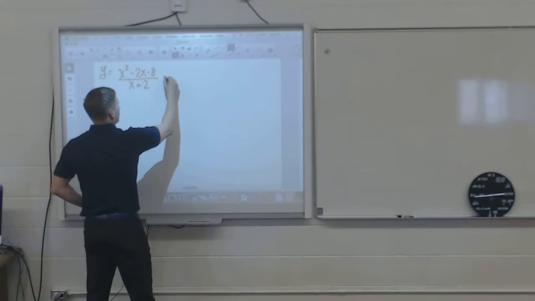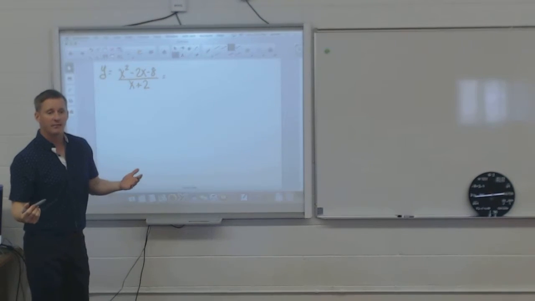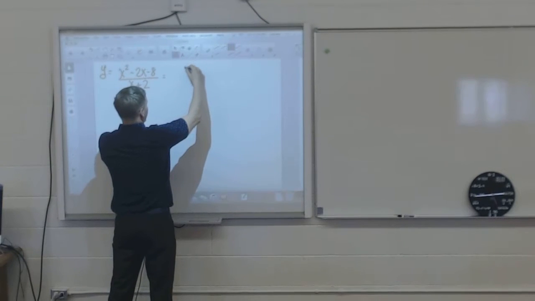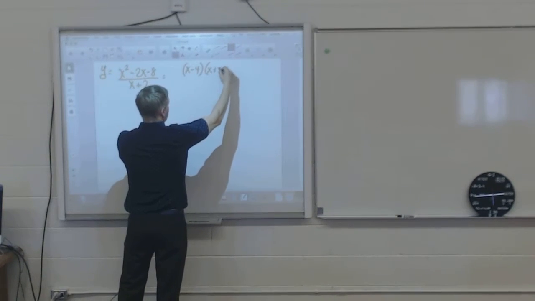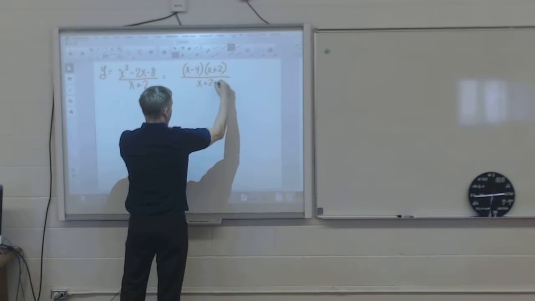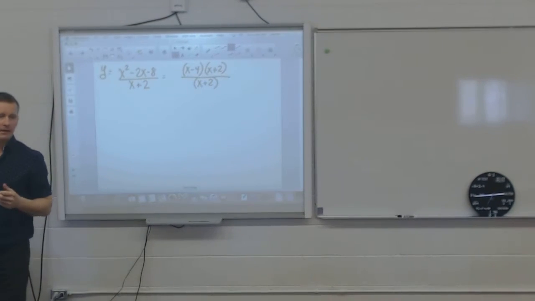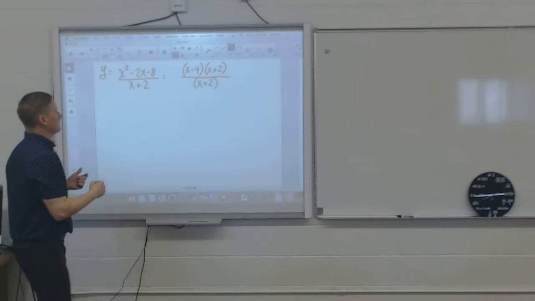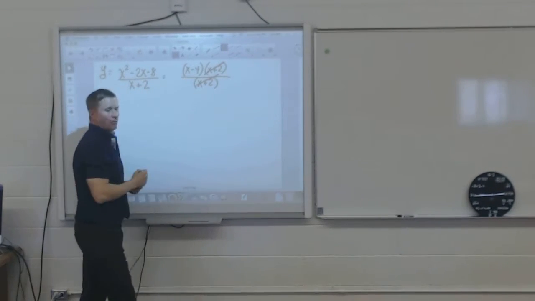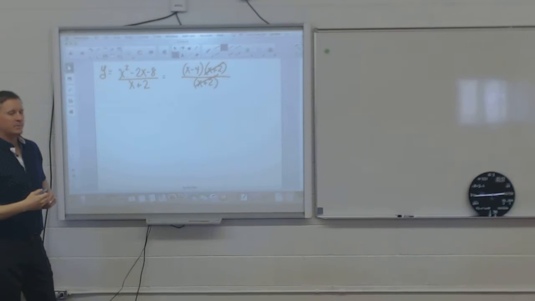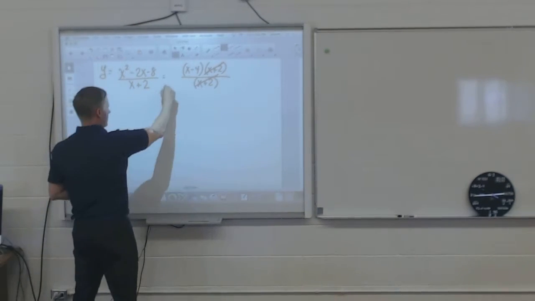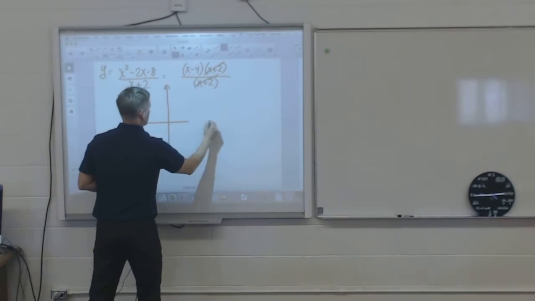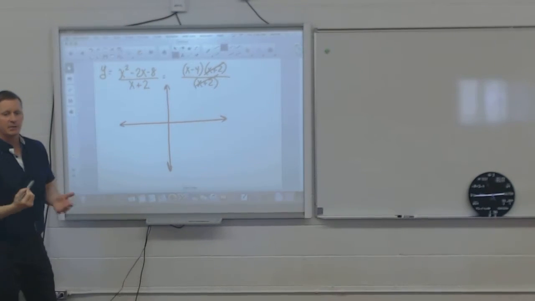So I'm going to factor the top and see if I can simplify it so that I can actually graph something. So let's simplify this. So I get x minus 4 times x plus 2, all over x plus 2. Neat, right? Okay. So now if I reduce this, what am I left with? x minus 4. Well, what is the graph of x minus 4? How do I graph y equals x minus 4? What's it going to look like? Same as y equals x, just down 4. Yeah, it's even simpler than that.